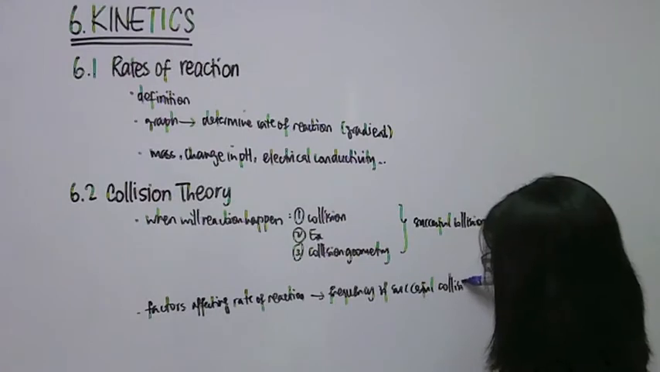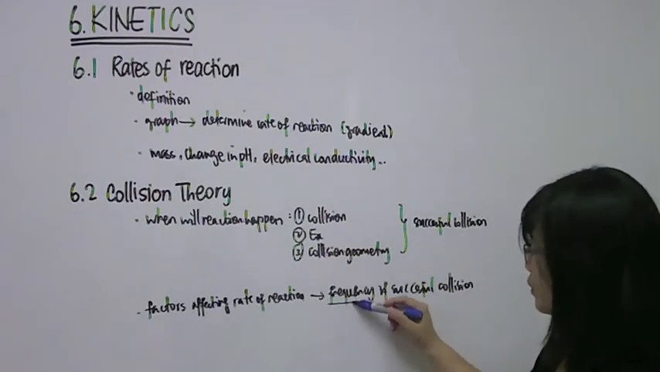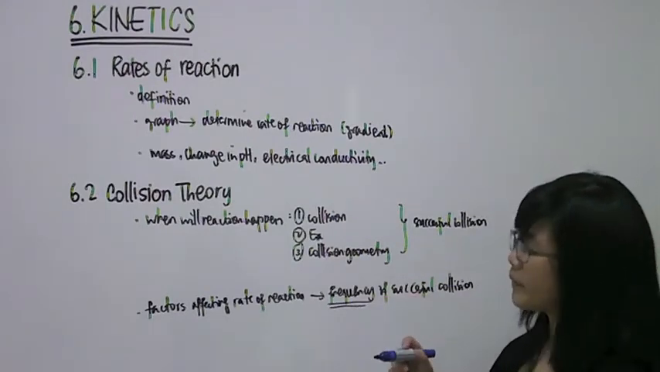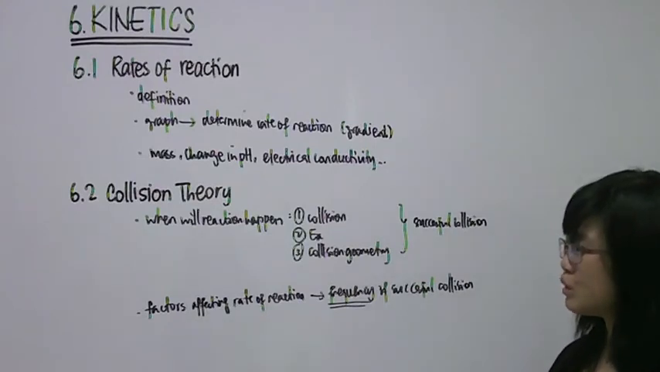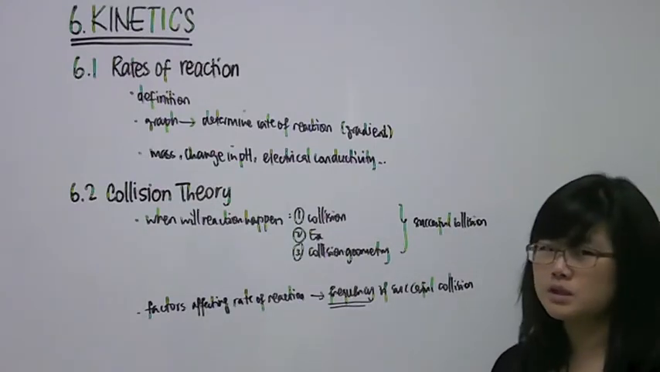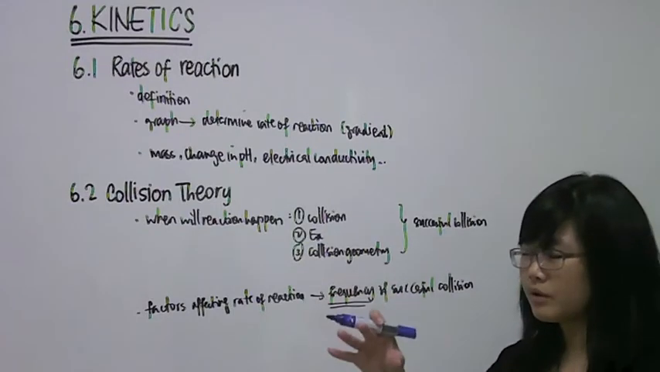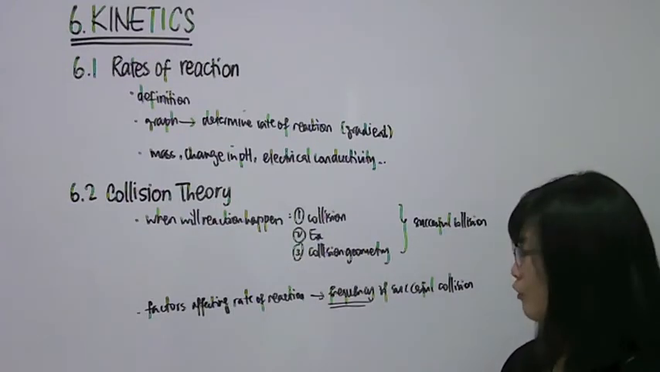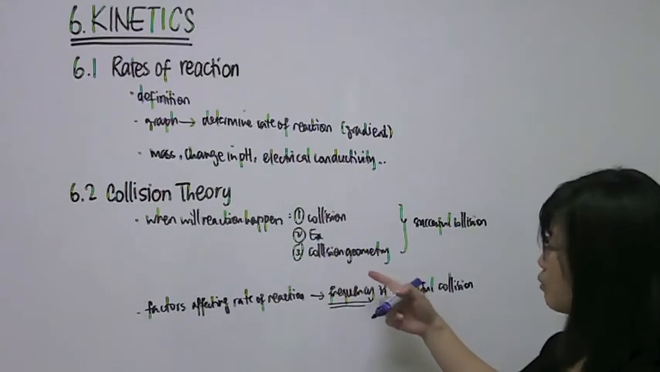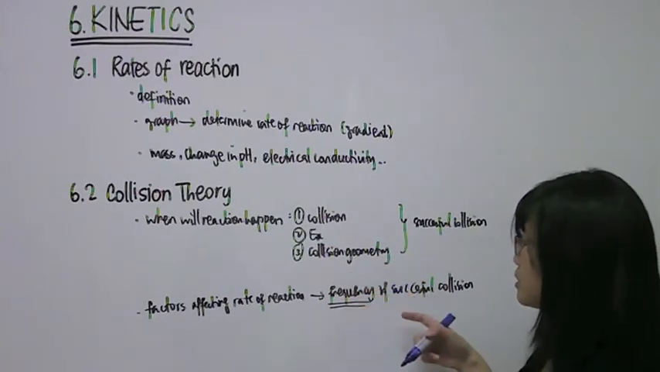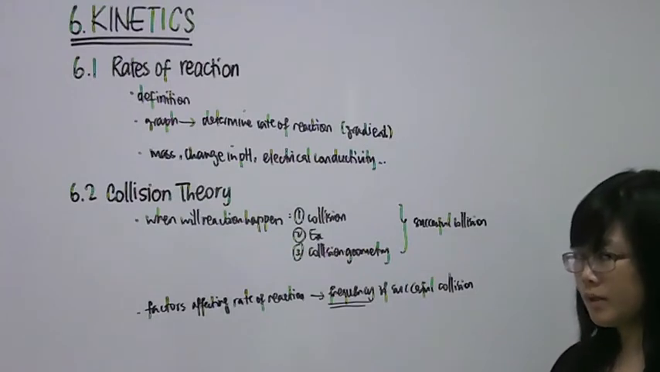I think one word to take note of here is frequency. I think generally students like to say number of successful collisions. That's not very correct, because what's important is the number of collisions in a certain frame of time or period of time. So either we should use frequency or number of successful collisions in a period of time.